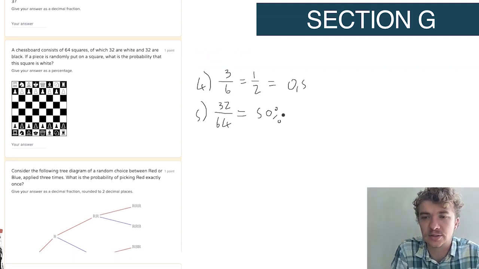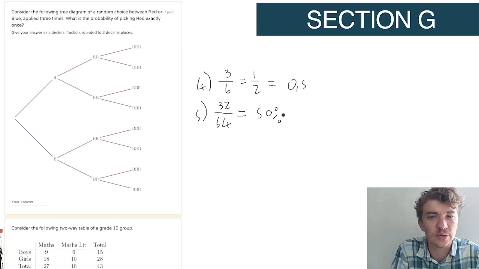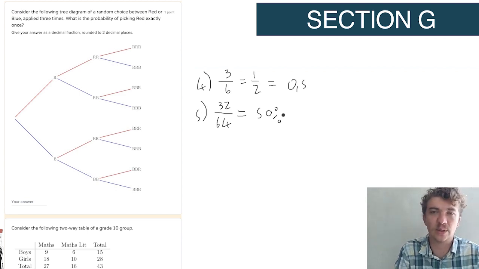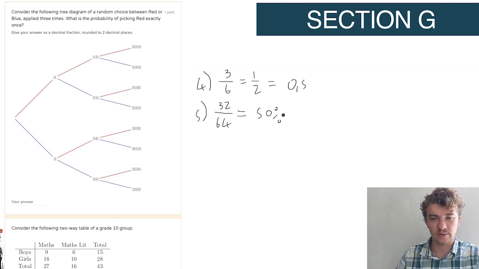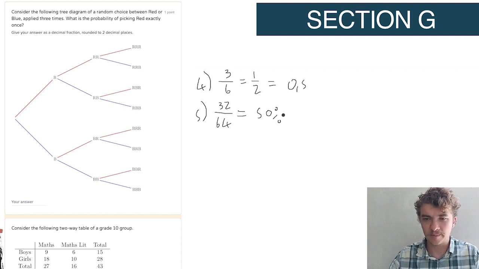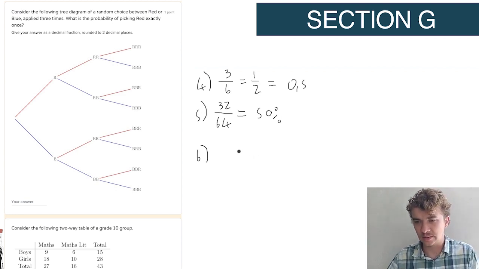Next, they give us a tree diagram of a random choice between red and blue applied 3 times. What is the probability of picking red exactly once? So what you do now is you go through all 8 options. We have 1, 2, 3, 4, 5, 6, 7, 8 different end options of the 3 random choices. And you look for all of them where red occurs exactly once, so where there's only one R. That's RBB, the one option.